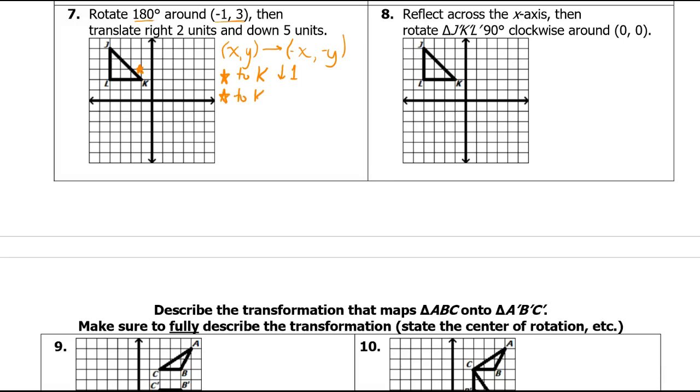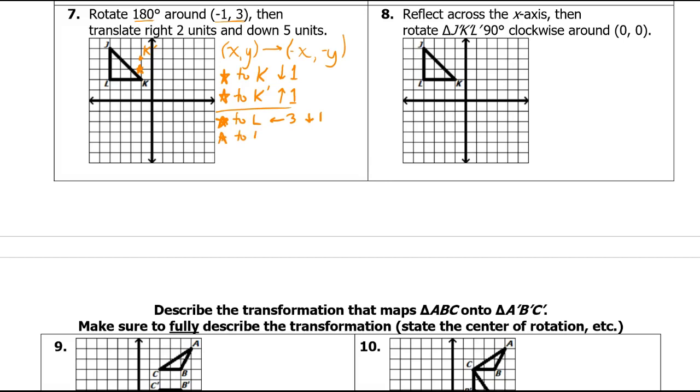So let's rotate that arrow 180 degrees. So instead of going down, it's going to go up from the star 1 unit. Just the exact opposite. Okay. To get from the star to point L, I have to go left 3 and down 1.